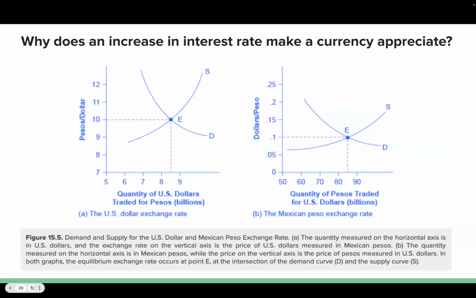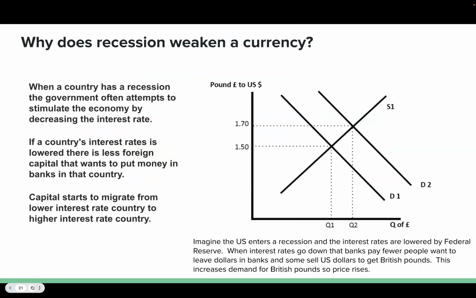So why does an increase in the interest rate make a currency appreciate? Here's a chart that shows this. This is showing US dollars and Mexican pesos. There's an initial exchange rate where a certain number of US dollars buys 10 pesos. So about 8.5 US dollars buys 10 pesos in this graphic. And then if we look at the quantity of pesos traded for US dollars, you can see the impact there. So basically, all of these things come into play in being able to predict the exchange rate.